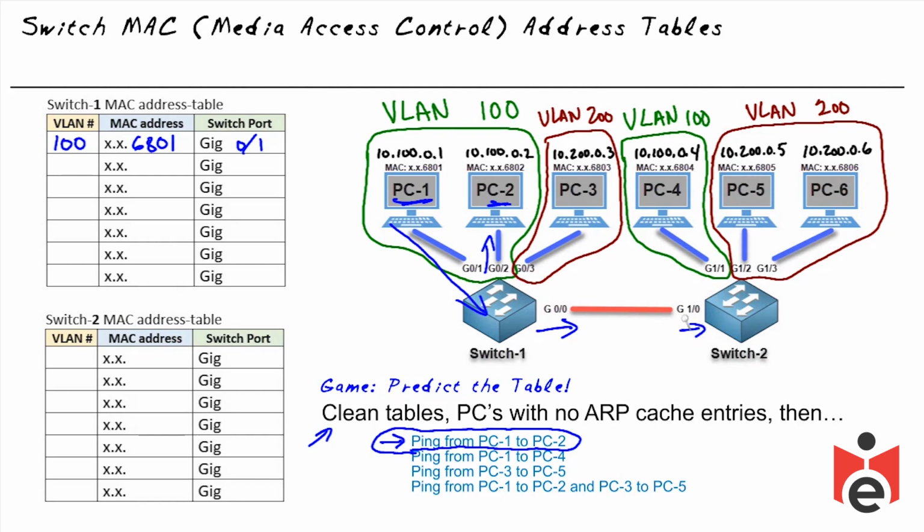And at that moment, right there, switch 2 is going to learn about the layer 2 MAC address of PC1. So here on the MAC address table for switch 2, on switch 2's gig 1/0 interface, it would have learned about the MAC address of PC1, which is 6801. And here's my question. Does switch 2, over this trunk, know what VLAN that frame was associated with? What do you think?